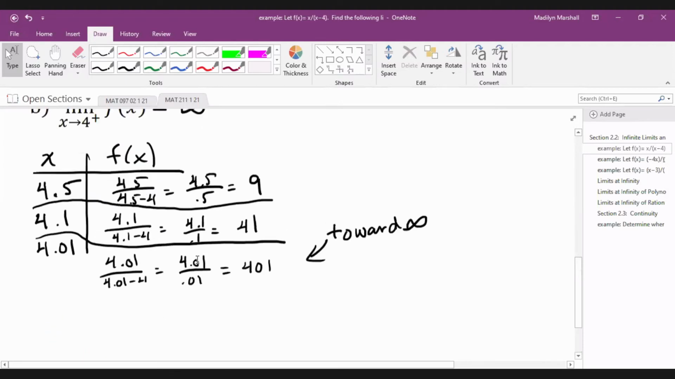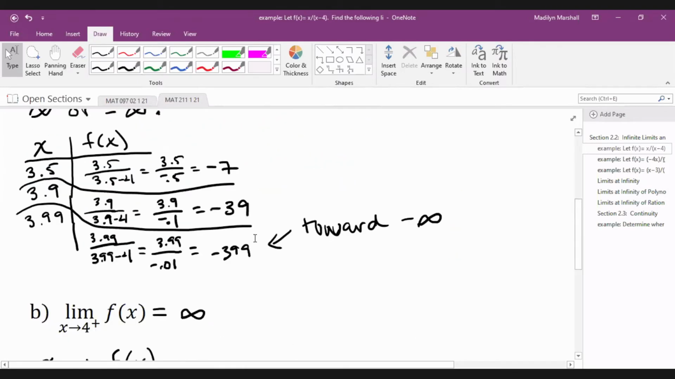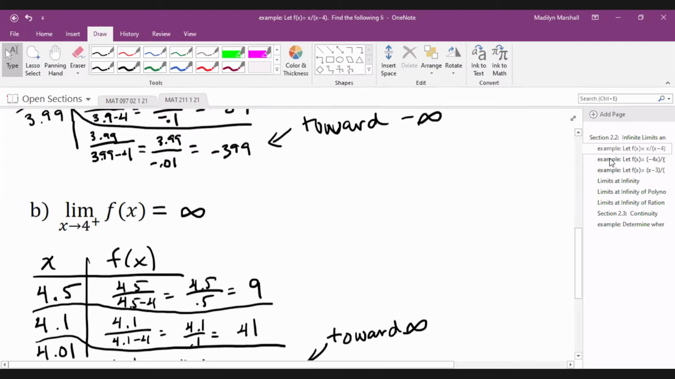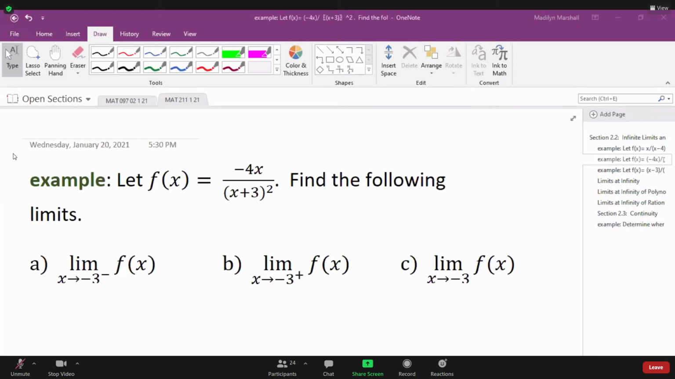Okay. So I want to do one more like this, but this time I would like to do it by graphing instead of the tables. So this table method is one way to do it, which you're welcome to use. Let's look at one more example. So here's our function. Go ahead and graph this function either in Desmos or on a calculator.